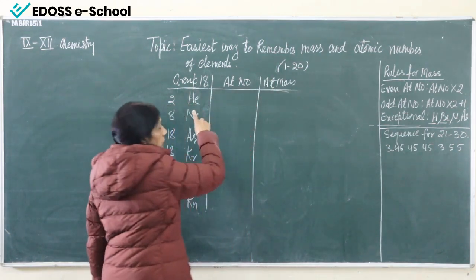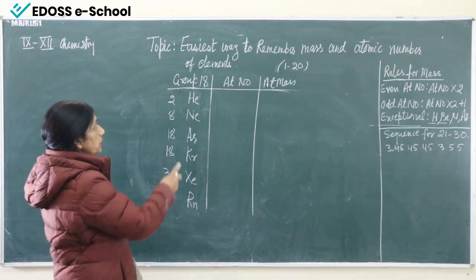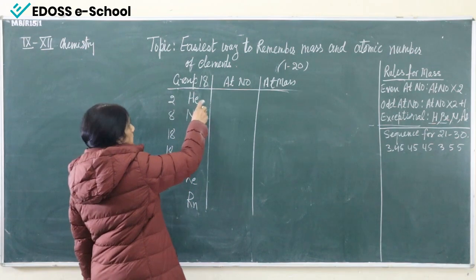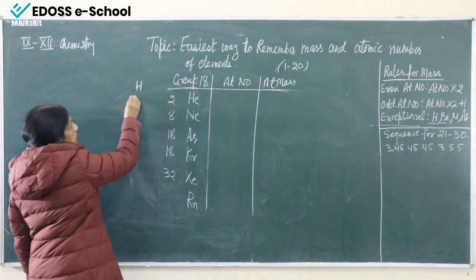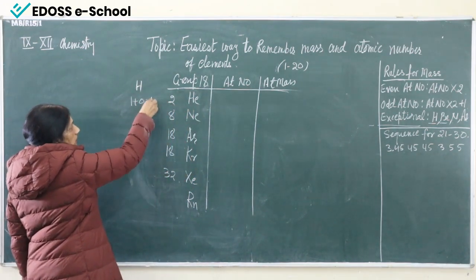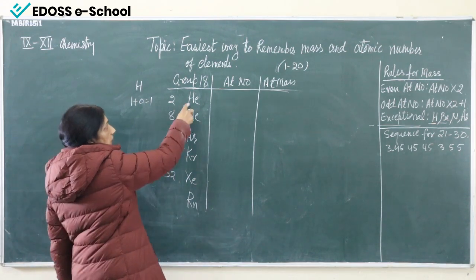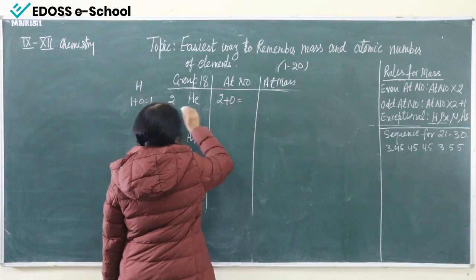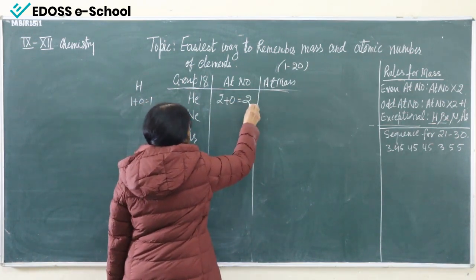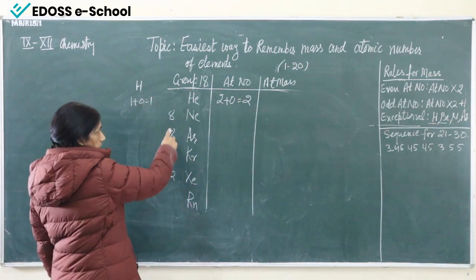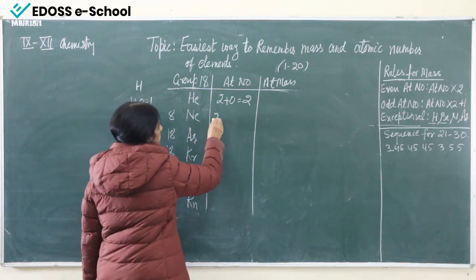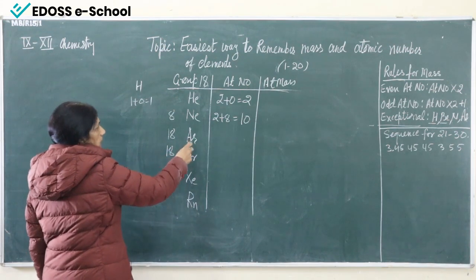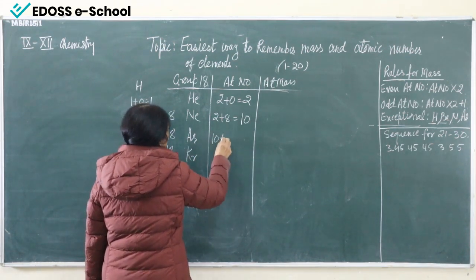So as it was in the case of hydrogen, in the same way, here we don't have to add anything. Okay. As in the case of hydrogen, in 1 we added 0. So the atomic number was coming 1. So similarly for helium, in 2 we have to add 0. So it will come 2. Okay. But for neon, we will add 8. For argon, we have to add 18.